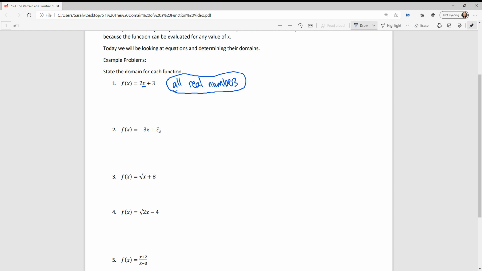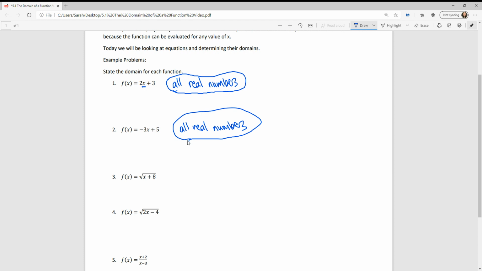Number 2, same idea. Notice these equations look pretty similar to each other. The fact that we have a negative in front of x is not a big deal. I don't see any fractions. I don't see any square roots. There are no values of x that would break this function and make it not work. So this one is also all real numbers for the domain.